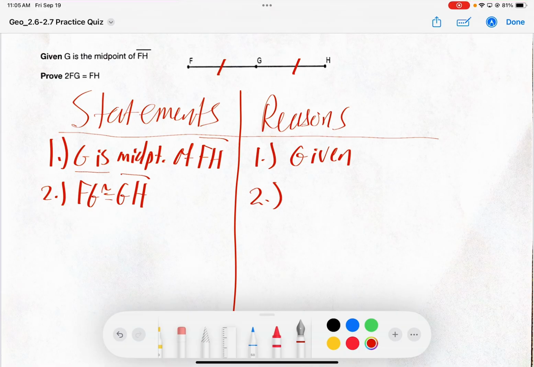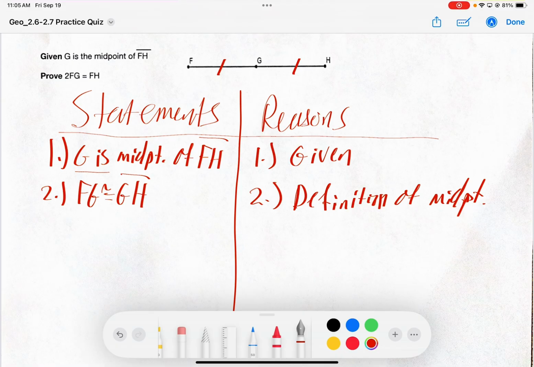Definition of midpoint. Okay, so def. I'll write it out. Stop being lazy, Mr. P. Of midpoint. I didn't write midpoint out. Never mind. Okay. All right, I marked it in the picture.